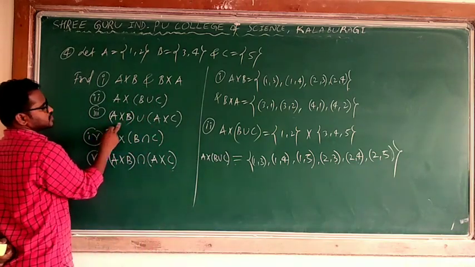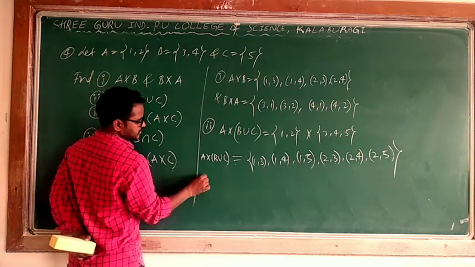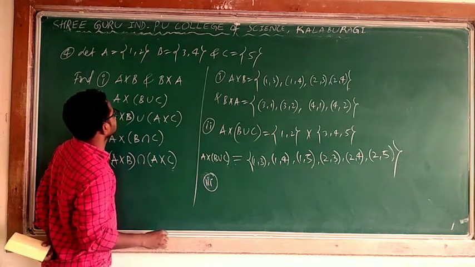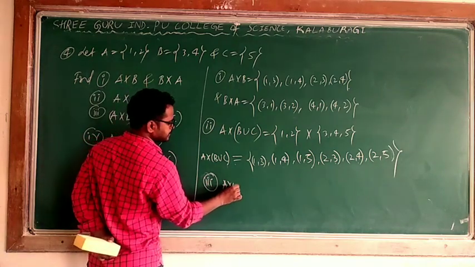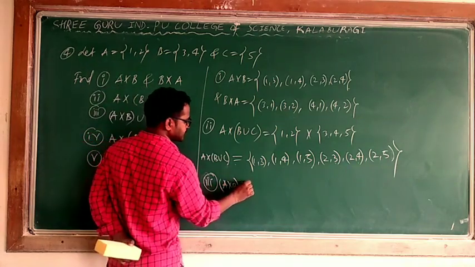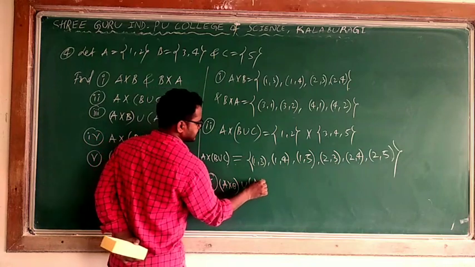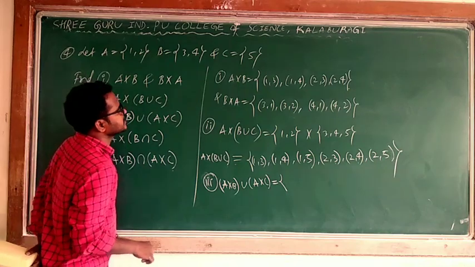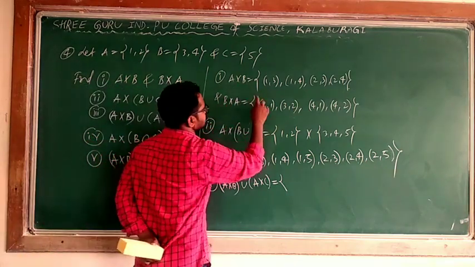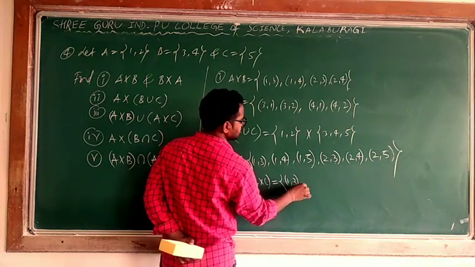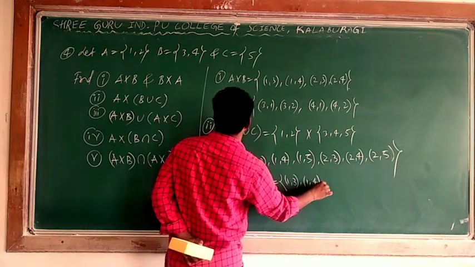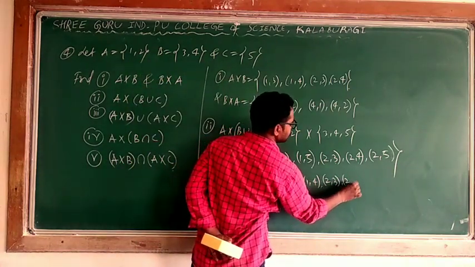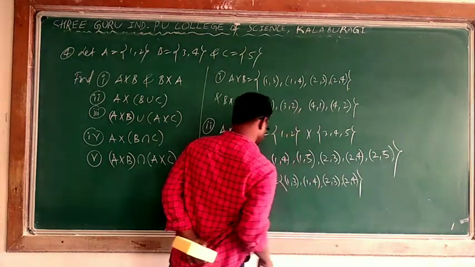And the next one is asking for (A cross B) union (A cross C). Can I find this out? What is A cross B? A cross B I already have. A cross B means 1, 3, 1, 4, and 2, 3, 2, 4. This is A cross B.